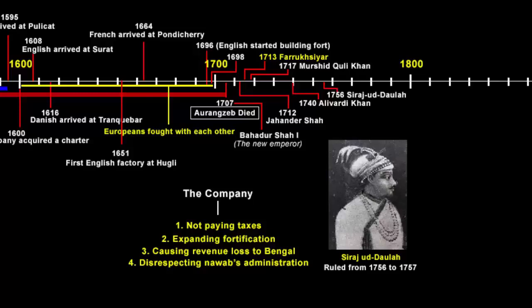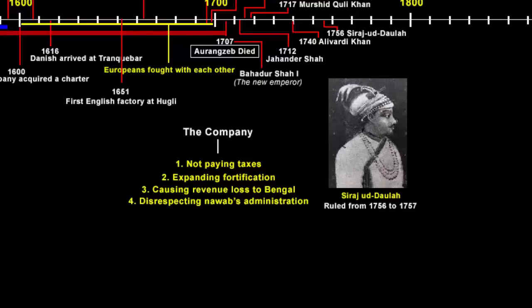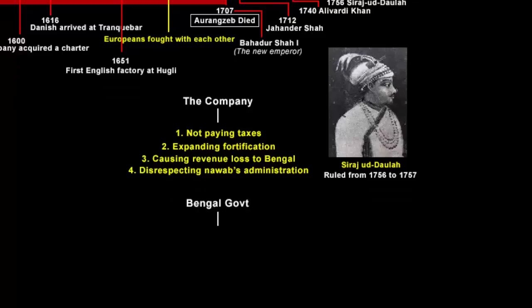Till now we have heard the Nawab's side of the story, and as usual every story has two sides. So now let's hear what the company's justification to these allegations were. The company said that the unjust demands of the Bengal government were ruining the trade of the company, and trade could flourish only if the duties were removed.